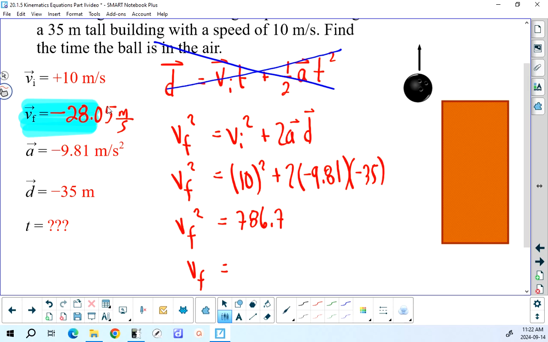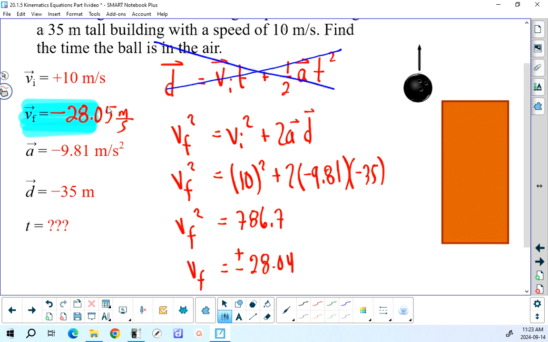And I took that opportunity to teach you a little tiny thing about taking square roots as soon as you get to grade 11 and beyond. It's not just the square root, it's plus or minus the square root. I mean, if I square 28.05, I will get VF squared. If I square negative 28.05, I will get VF squared.